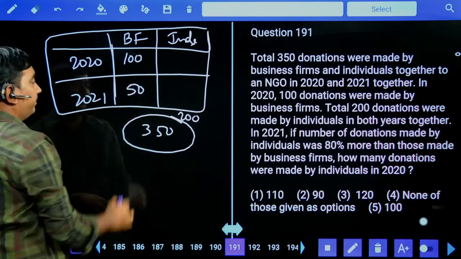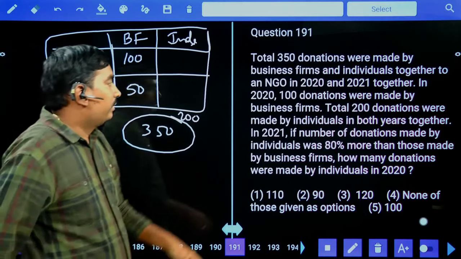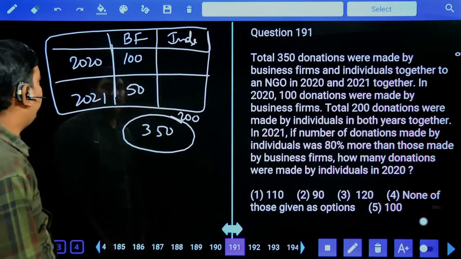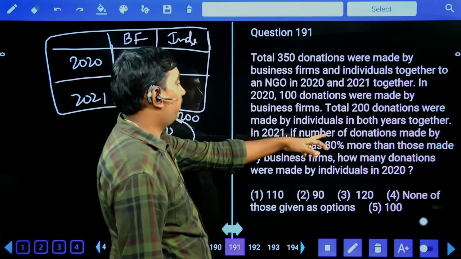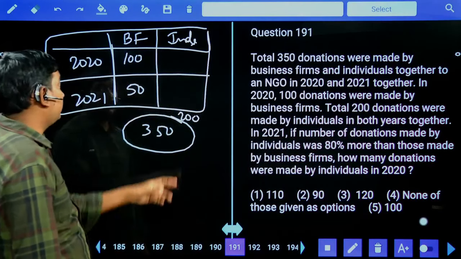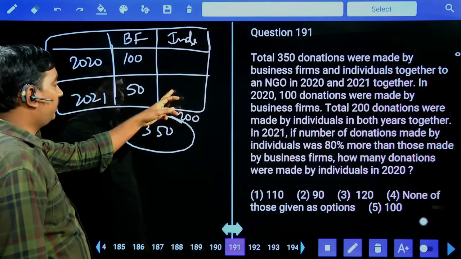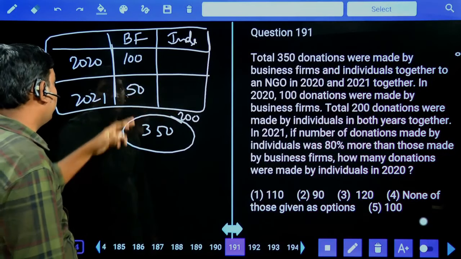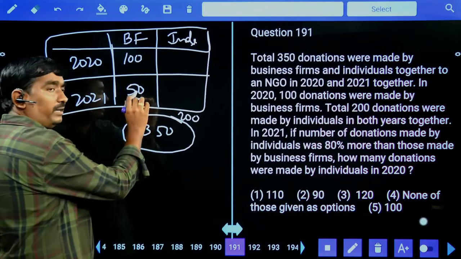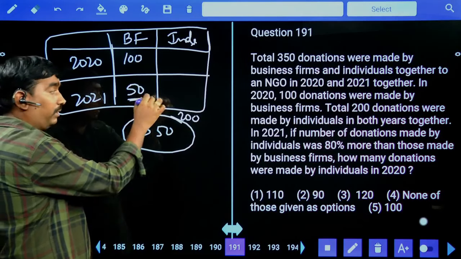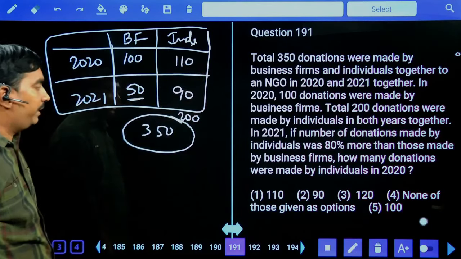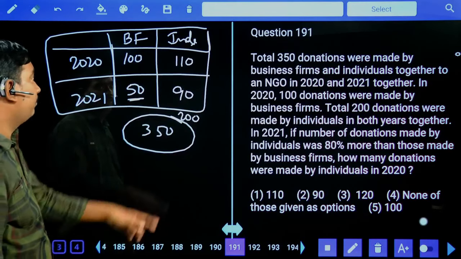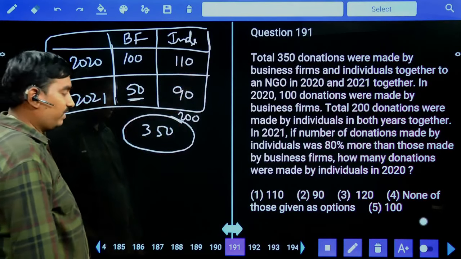If the number of donations made by individuals in 2021 was 80% more than those made by the business firms: business firms are 50, 80% of 50 is 40, 40 more means 90, so the remaining is 110. How many donations were made by individuals in 2020? 110 donations were made.